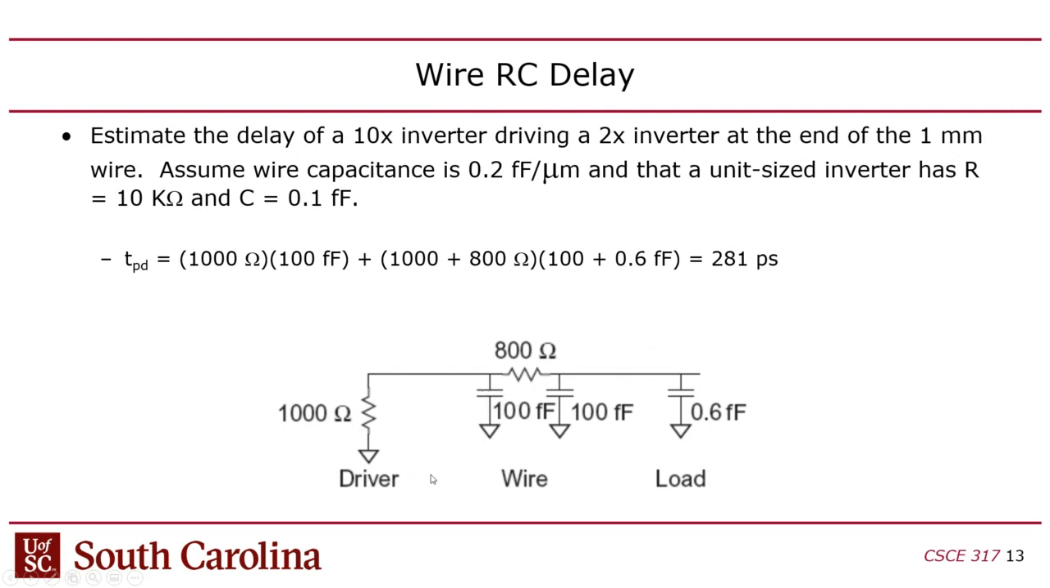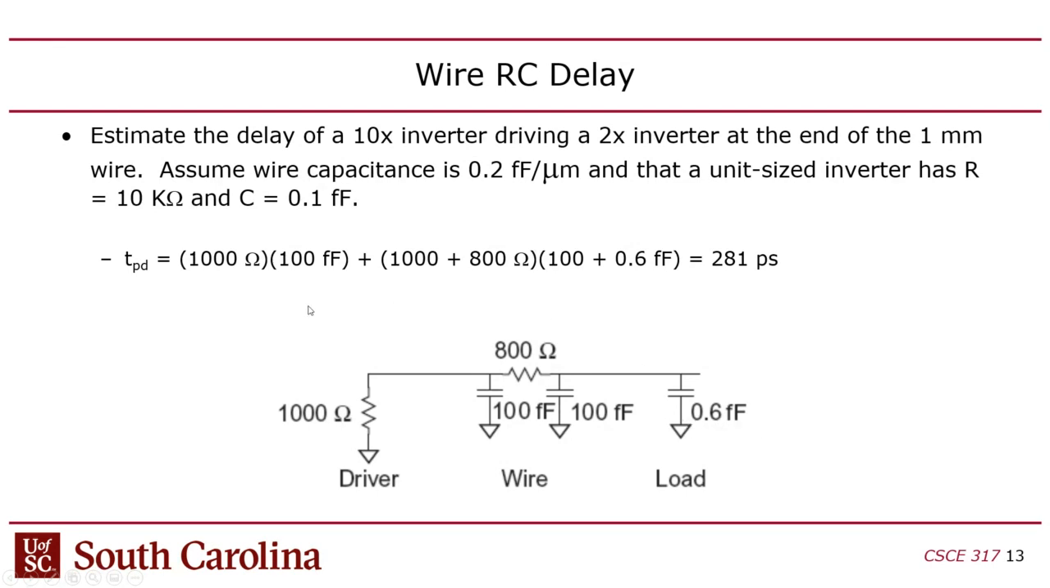And then to calculate the Elmore delay, remember, you're just multiplying the resistance times the capacitance, but you have to consider that you have multiple resistive paths. So it would be 1,000 ohms times the first capacitor, so 1,000 ohms times 100 femtofarads, and then you have to add the next segment, which is separated from the first segment by this resistor, so you have to add the two resistors, 1,000 plus 800, so that would be 1,800 ohms, then multiplied by the capacitance of the next segment, which would be 100 femtofarads plus 0.6 femtofarads.